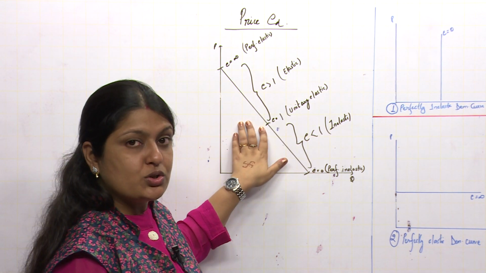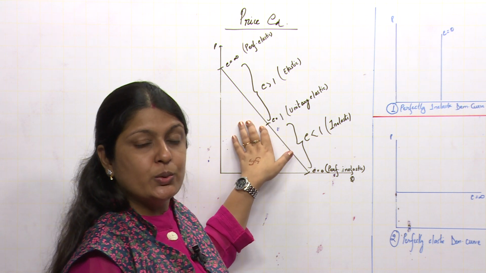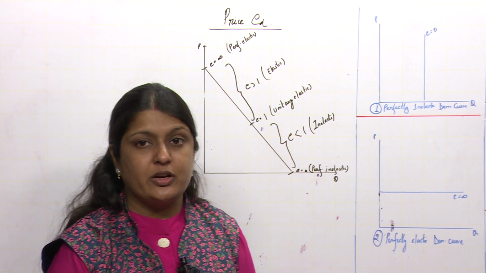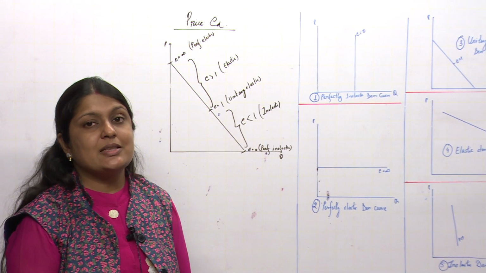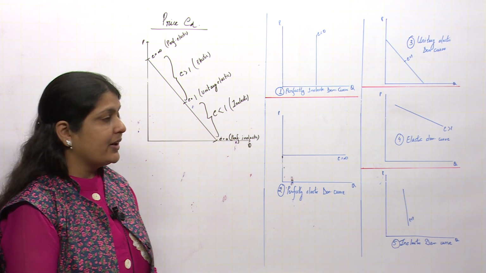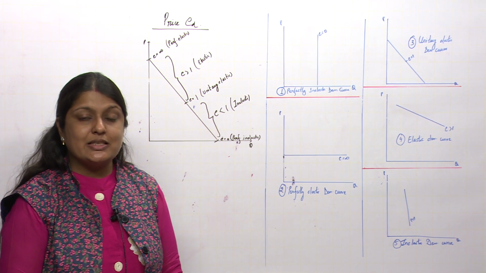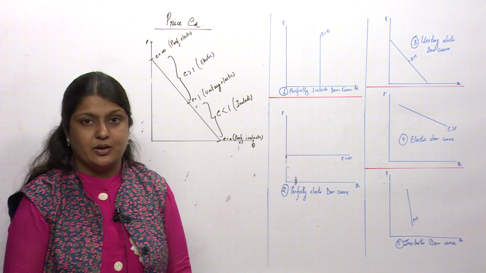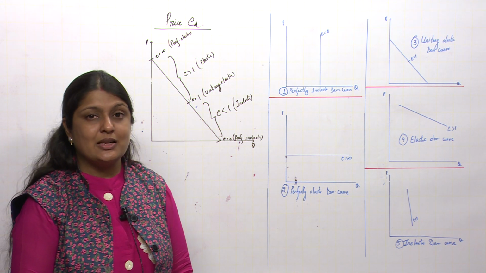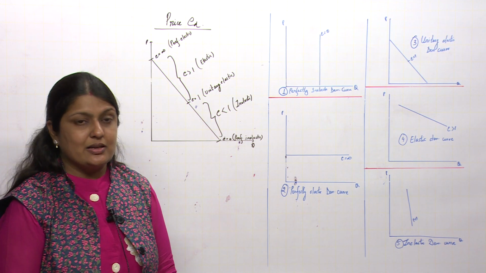Elasticity of demand equals to 1, which is also called unitary elastic demand, which means the proportion of change in quantity demanded is the same as that of the change in price. Between 1 and infinite lies elasticity greater than 1, which is called elastic demand. And between 0 and 1 lies elasticity less than 1, which is called inelastic demand.